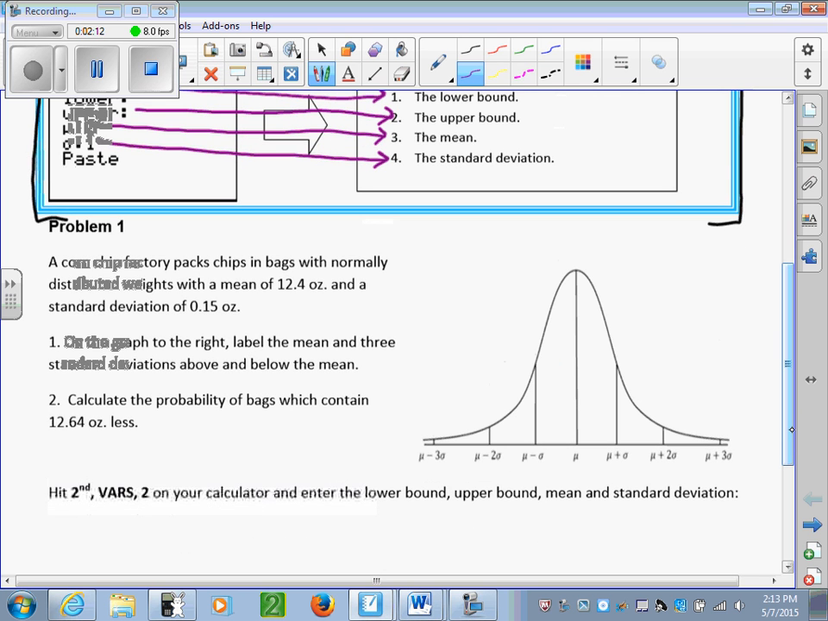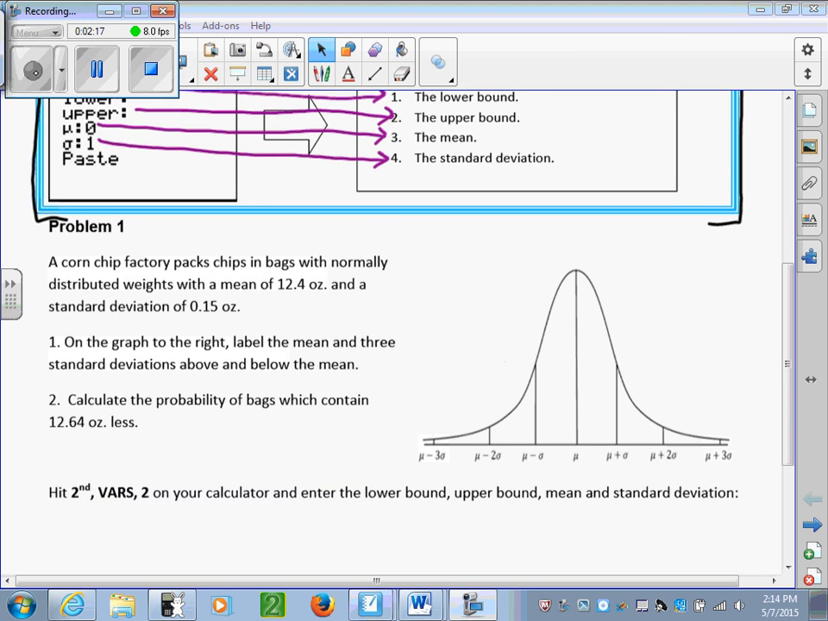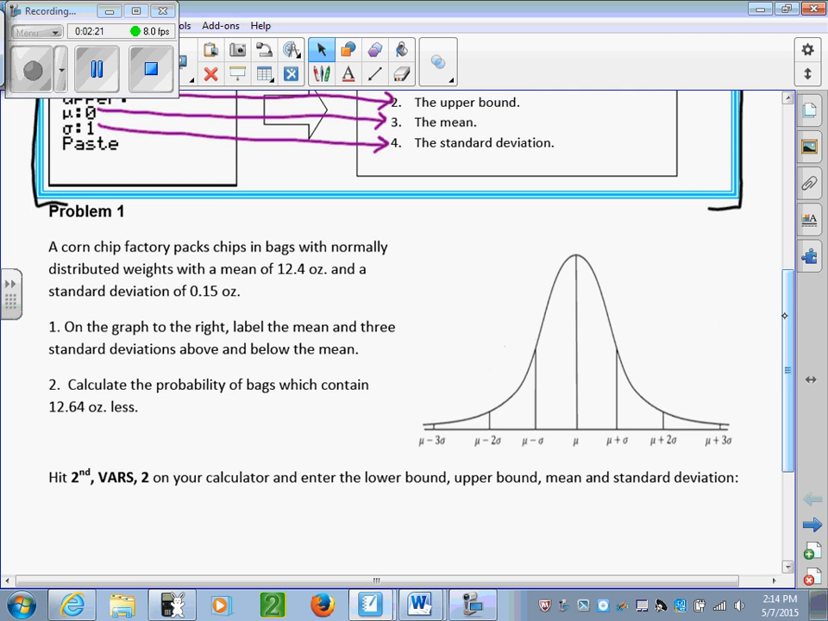Problem 1. A factory packs chips in bags with normally distributed weights with a mean of 12.4 ounces and a standard deviation of 0.15 ounces. Remember what we said last time: when we see anything that says normally distributed, we need to automatically think of that bell curve and that empirical rule.